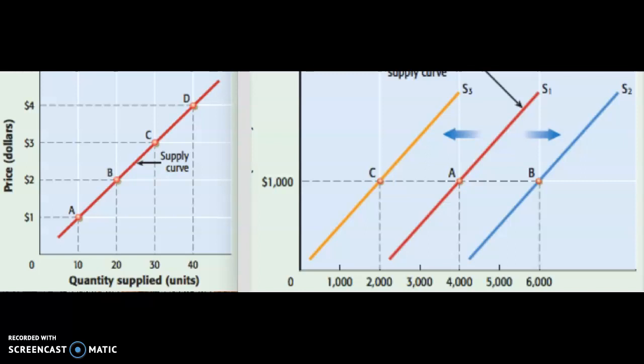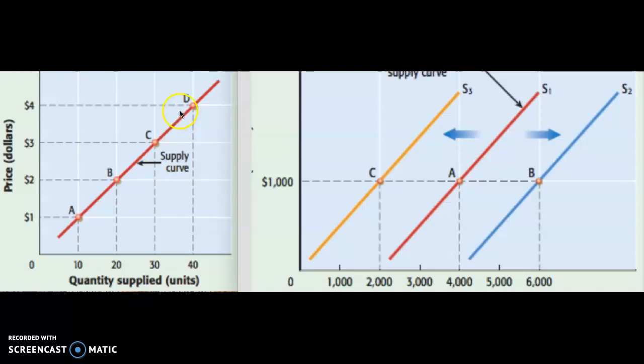Hello, Mr. Ramey here. Some of you are going to have trouble with this future price idea. So, in order to understand that, we're going to have to take a step back and explain the difference between quantity supplied and supply one more time.